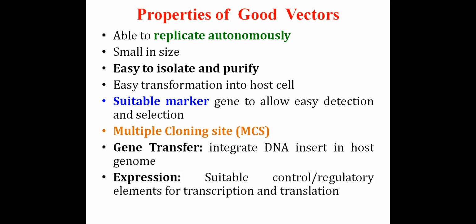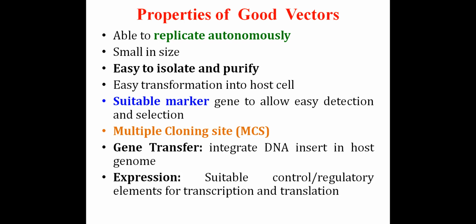Then second, the vector should be easy to isolate and purify. Suppose you have generated your recombinant vector. A recombinant vector means there is a vehicle molecule in which you have inserted your gene of interest.